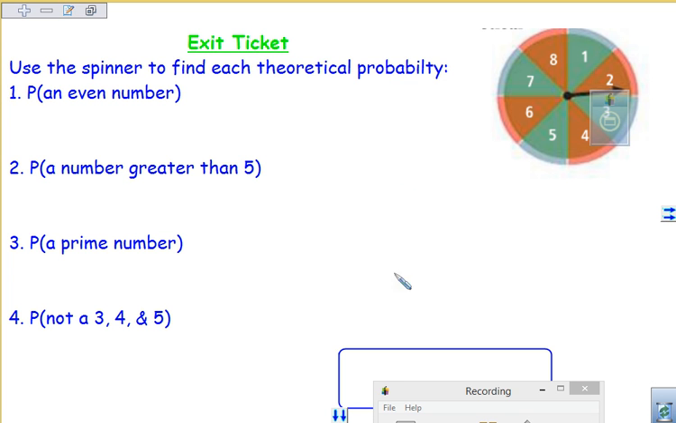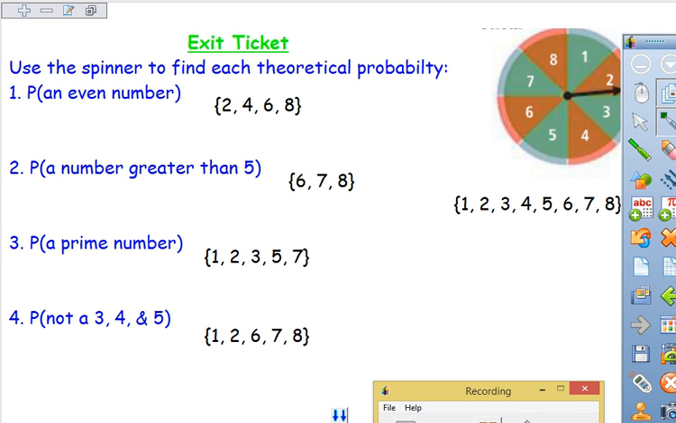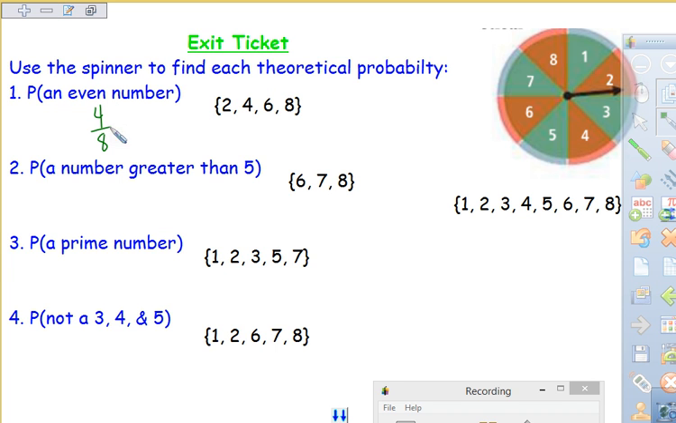Here's our exit ticket. Please pause the video and see what you know. So on our spinner, our possible outcomes are 1, 2, 3, 4, 5, 6, 7, and 8. Evens are 2, 4, 6, and 8, so that's 4 out of 8, which is a half. Greater than 5 would be a 6, 7, and 8, which is 3 out of 8. A prime is 1, 2, 3, 5, and 7, which is 5 out of 8. Not a 3, 4, and a 5 would be 5 out of 8.